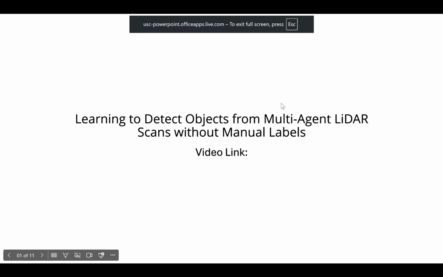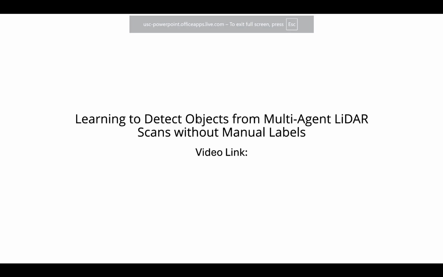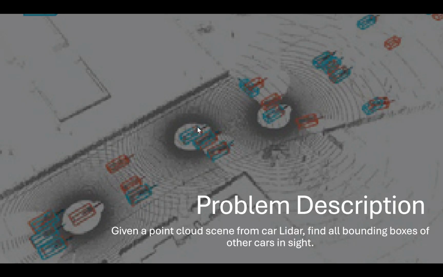The paper I'm introducing today is Learning to Detect Objects from Multi-Agent LiDAR Scans Without Manual Labels. Let's start from the problem description. Given a point cloud seen from a car LiDAR, we want to find all the bounding boxes of nearby cars.